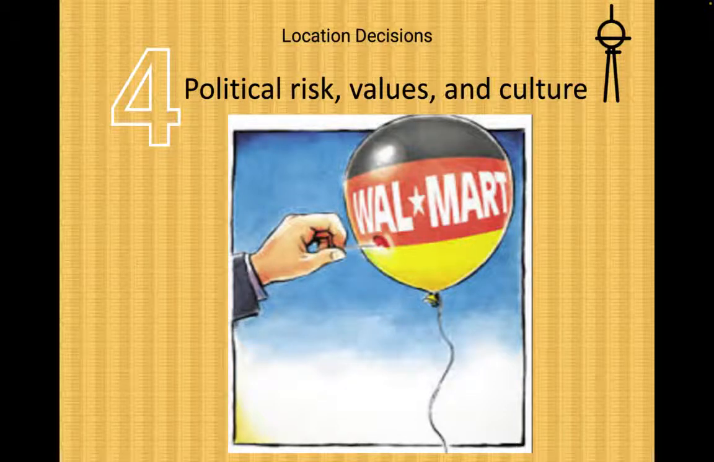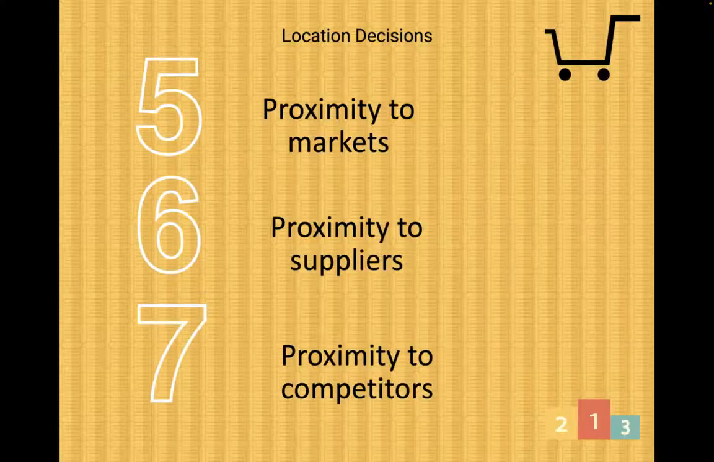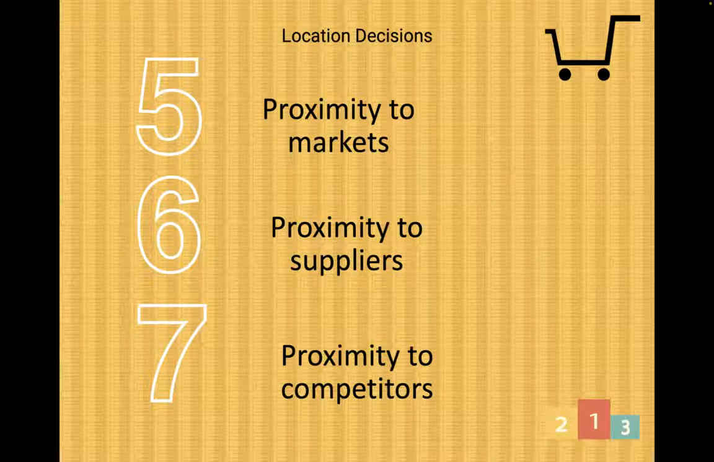Okay. And finally, we kind of group these together. Okay. So 5, 6, and 7 is really all about just being within a certain proximity. Now, it could be the market, suppliers, or even your competitors. Okay. And this is what we mean by just proximity. And depending on the type of industry, it's really important.